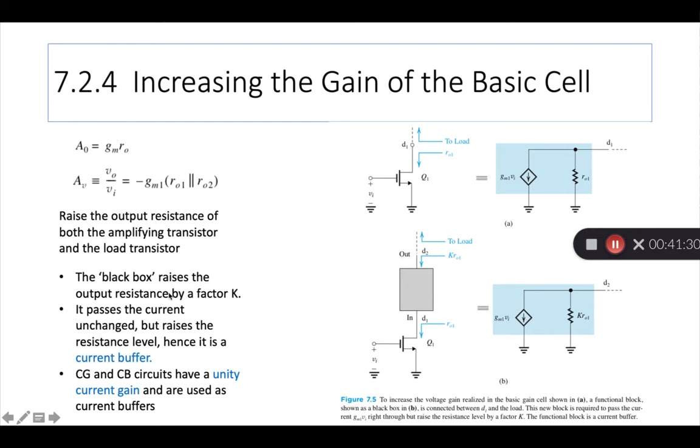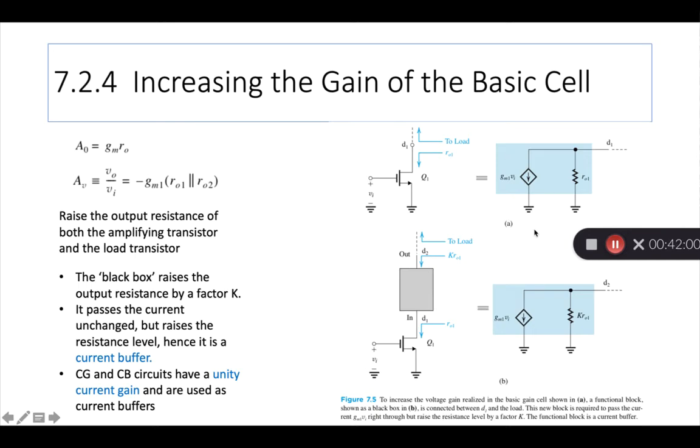So that is achieved by using what's called a current buffer. The black box passes the current unchanged but raises the resistance level, hence it is a current buffer. CG and CB circuits have a unity current gain and are used as the current buffer. So we have studied common base and common gate circuits. So those circuits are what we'll stick here in the middle.